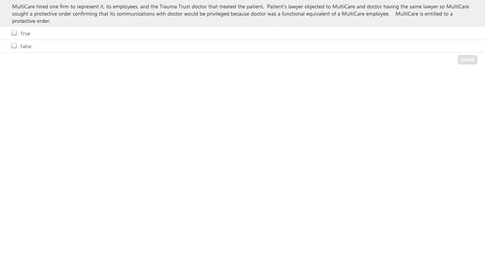So the question is, Multicare hired one firm to represent it, its employees, and the Trauma Trust doctor that treated the patient. The patient's lawyer objected to this. Multicare and the doctor objected to them having the same lawyer, so Multicare sought a protective order confirming that its communications with the doctor would be privileged because the doctor was the functional equivalent of a Multicare employee. The statement is, Multicare is entitled to a protective order. Do you think that's true or false?